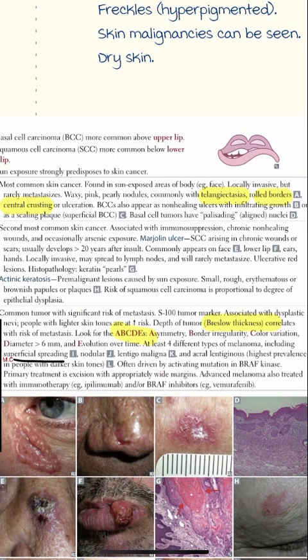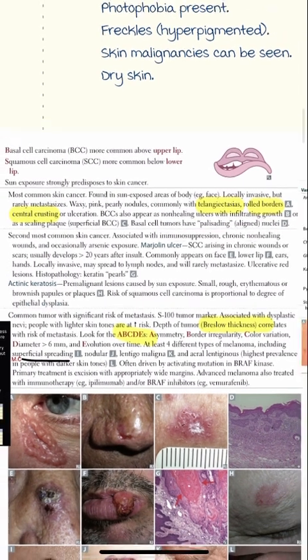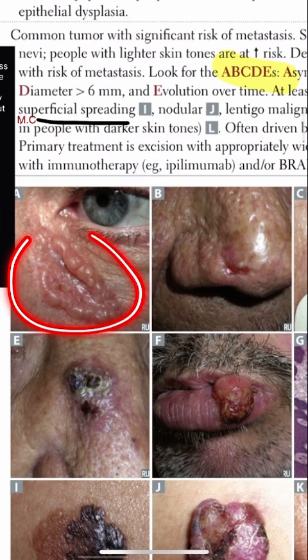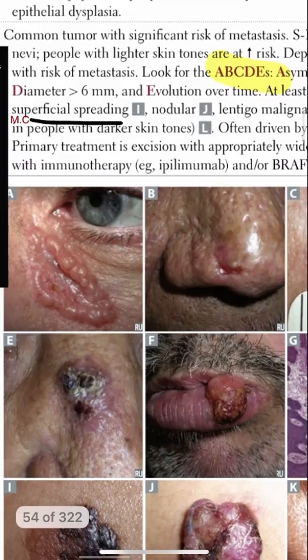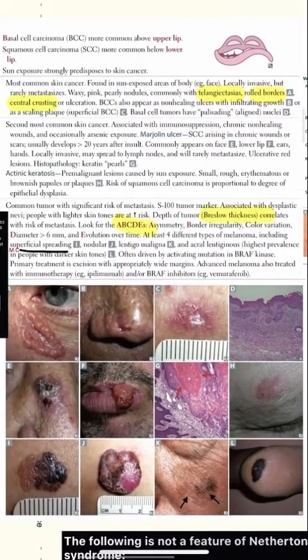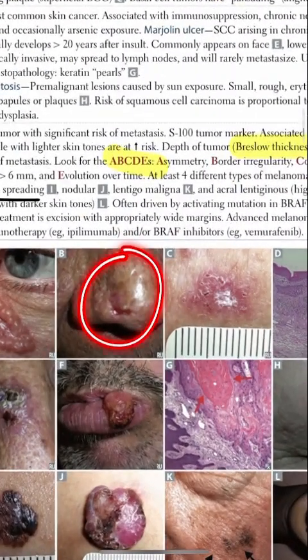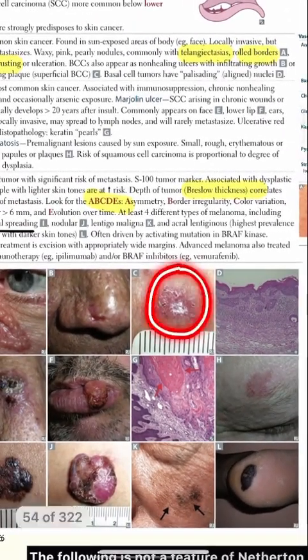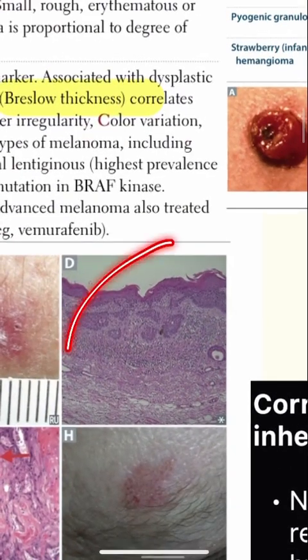Basal cell carcinoma can also appear as non-healing ulcers with infiltrating growth or as a scaling plaque. Superficial basal cell carcinoma and basal cell tumors have palisading aligned nuclei. Let us see images. This is basal cell carcinoma, rolled margins, palisading nuclei.